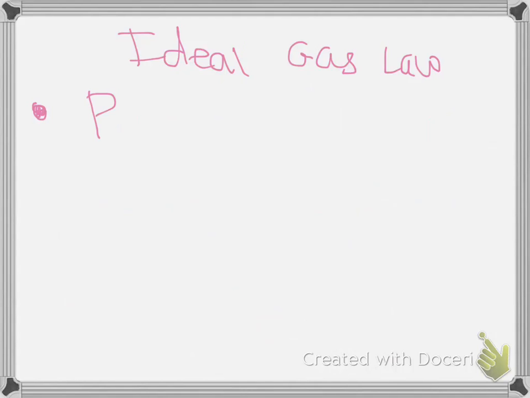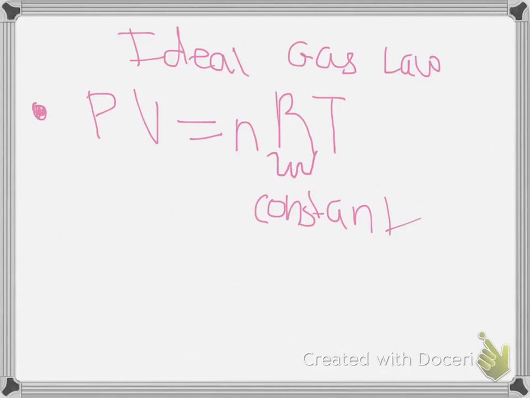Finally we've got our ideal gas law. Zoom past these pretty quickly. For this, I'm basically just going to state that pressure times volume equals the amount of gas N times the constant R, and then times temperature. This right here is the constant, and you will know this ahead of time, so your teacher would probably give you this.